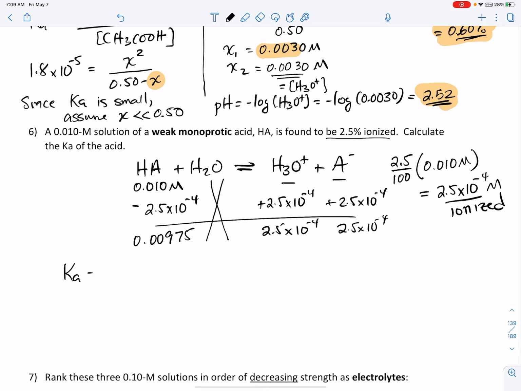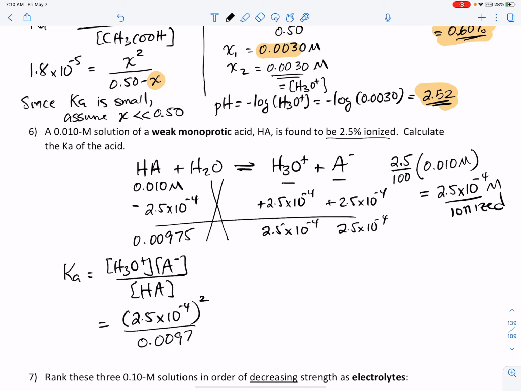The Ka value, we'll write the expression. It's the hydronium times the conjugate base over the acid, HA, and that's going to be 2.5 times 10 to the minus 4 squared, multiplied by itself, divided by 0.00975. So 2.5 times 10 to the minus 4 squared divided by 0.00975. This was a weak acid, and its Ka should be small, and we get 6.4 times 10 to the minus 6 as the Ka value for the acid.